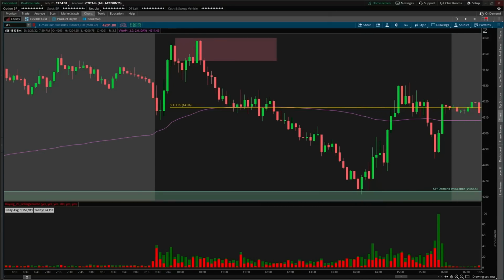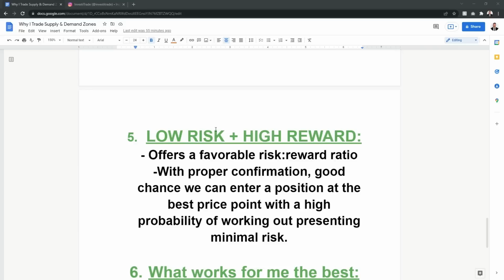The human eye is the best component to drawing zones because it's very subjective and it's also based off of context. Supply and demand offers extremely low risk and very high reward. The risk to reward ratio trading supply and demand is extremely favorable if we time it right. Ideally, you want to shoot for at least a 2-to-1 risk to reward ratio. 3-to-1 is even better, so we could afford to lose a lot more times than we win, yet still make money.